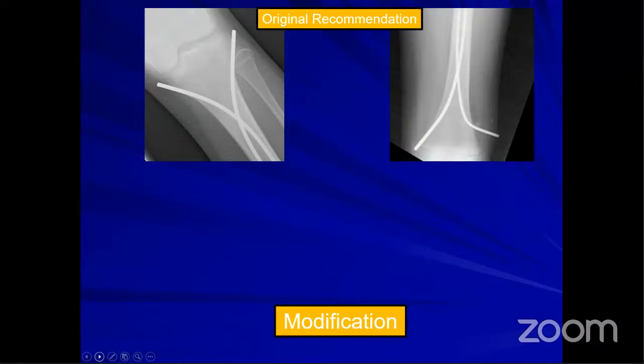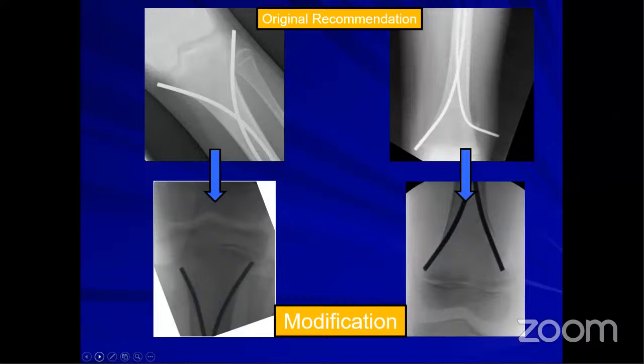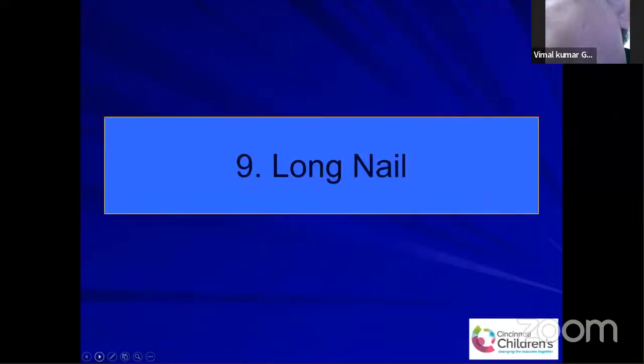All right. So the initial recommendation of nailing was to bend the nail 90 degrees when you were putting the nail, like you can see on the right side. But the modification is to not bend the nails 90 degrees to prevent that prominence, but instead we need to leave them flush with the metaphysis. The long nail is also an issue.